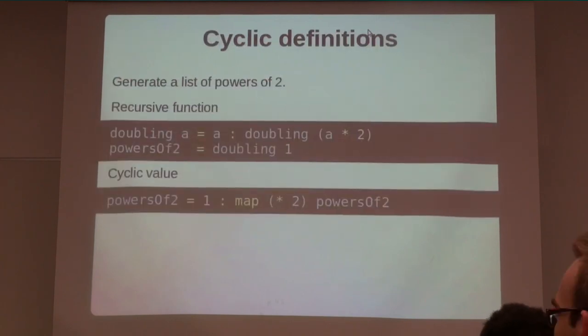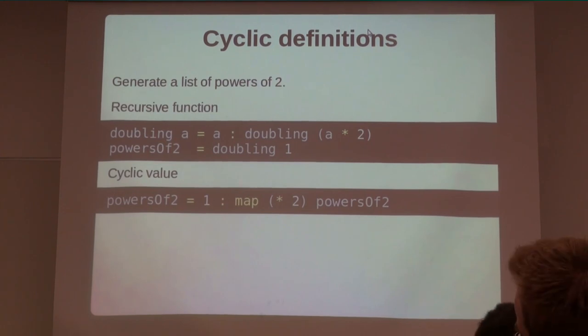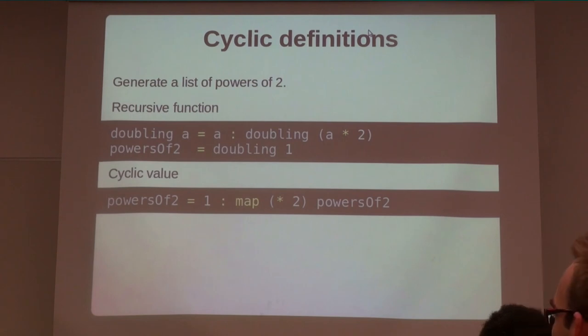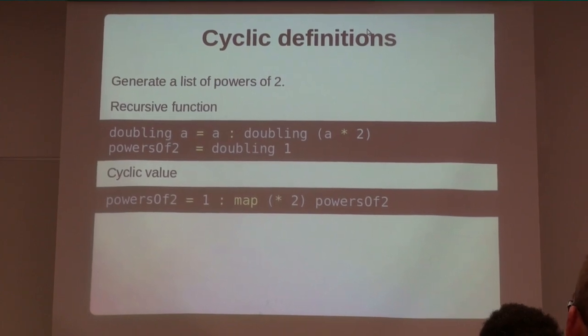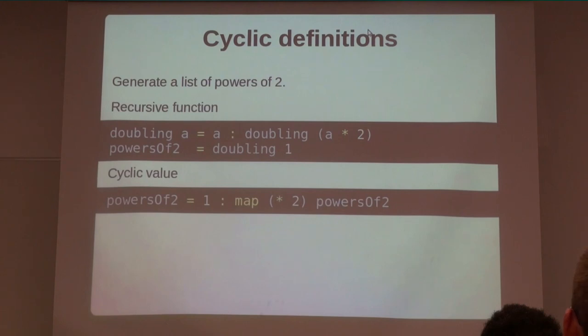An example of things we can do is we can write cyclic definitions. So I showed you previously the doubling function. Given a value A, the task here is to generate a list of powers of 2. So we can do this by using the doubling function that I showed you earlier, and then we just call that with 1. So 1 is our seed, and then we just get the doubling as we go along. The other way we can write that is with the expression below. The difference here, I believe, technically, I'm not very good on these technicalities, but I think the first is called recursion, the second is called co-recursion.